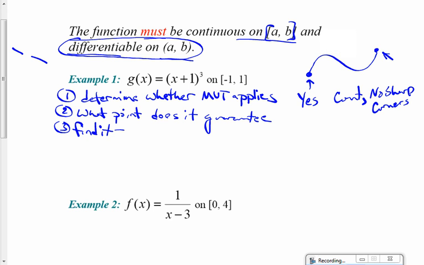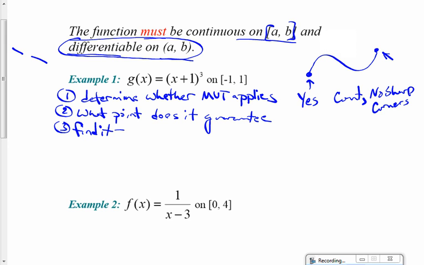Do you need to include the justification? I don't think so. I think stating it is enough. Stating it, that you're acknowledging that it's continuous, you're acknowledging that it's differentiable. I don't think you need to defend that it's differentiable. Okay? What point does it guarantee?